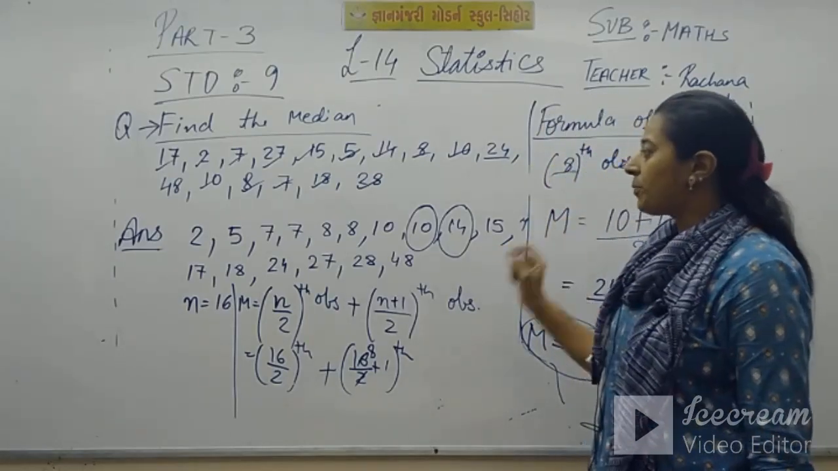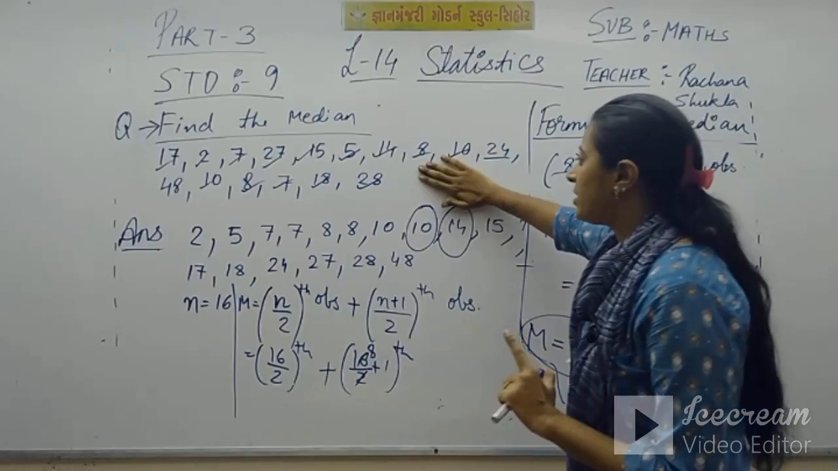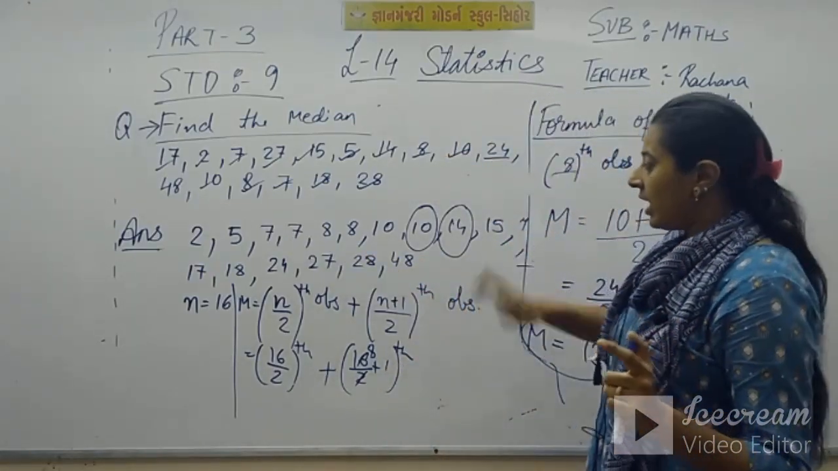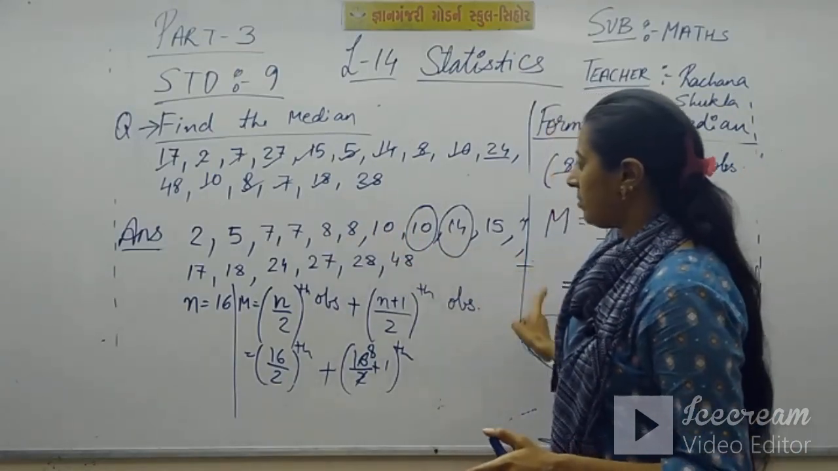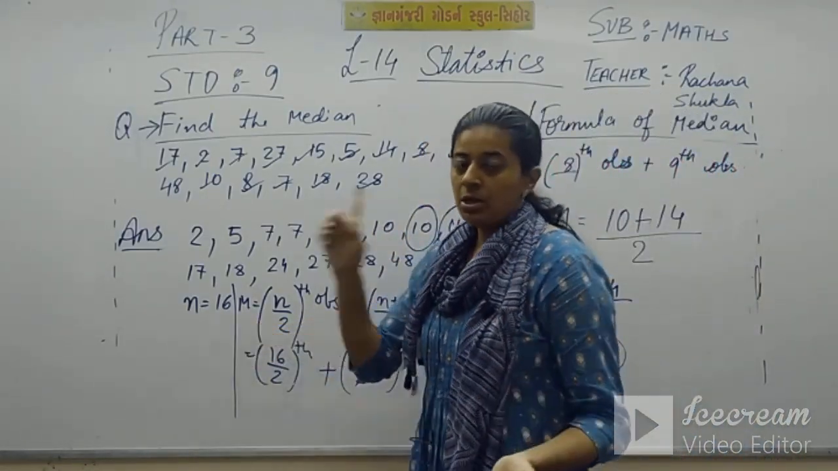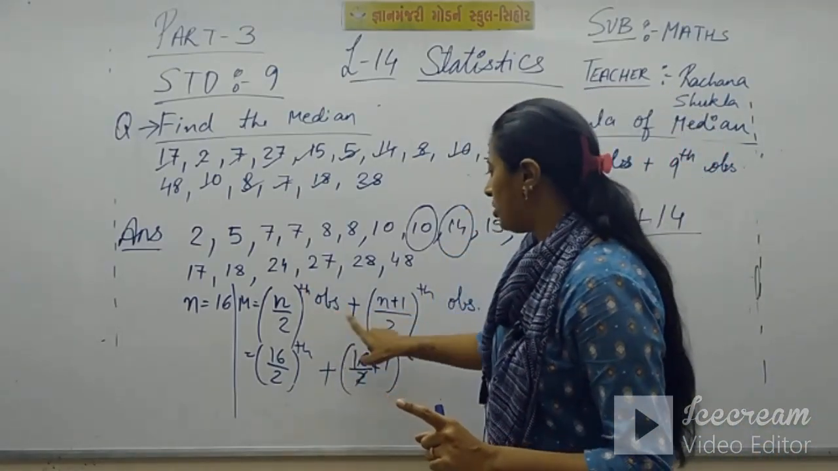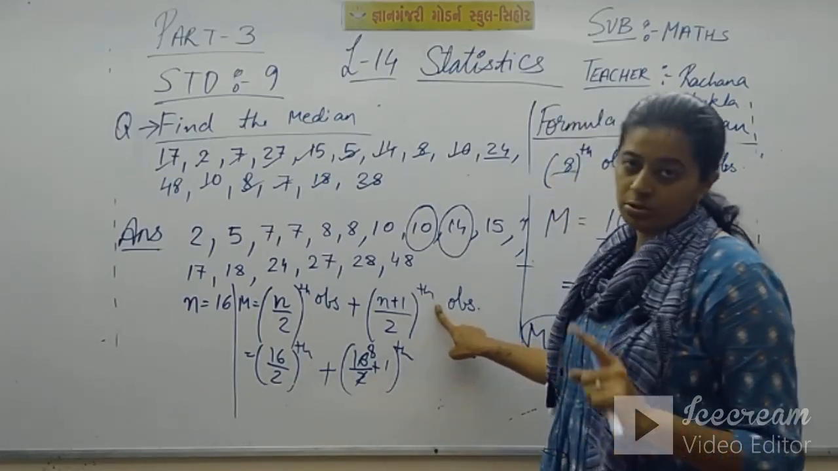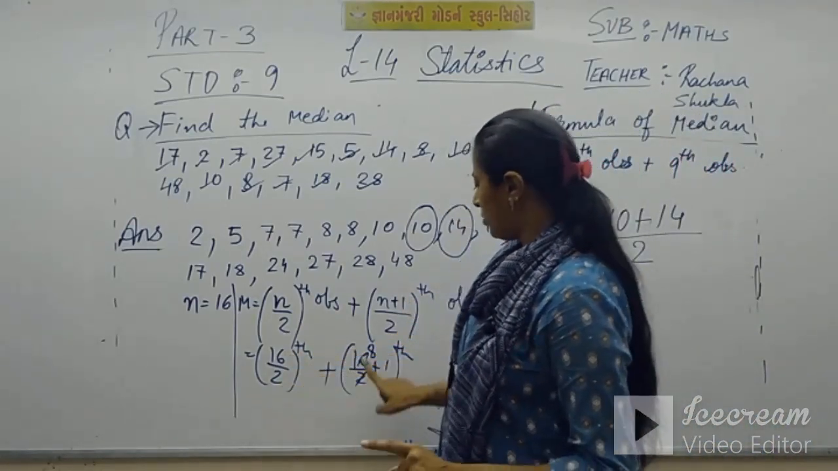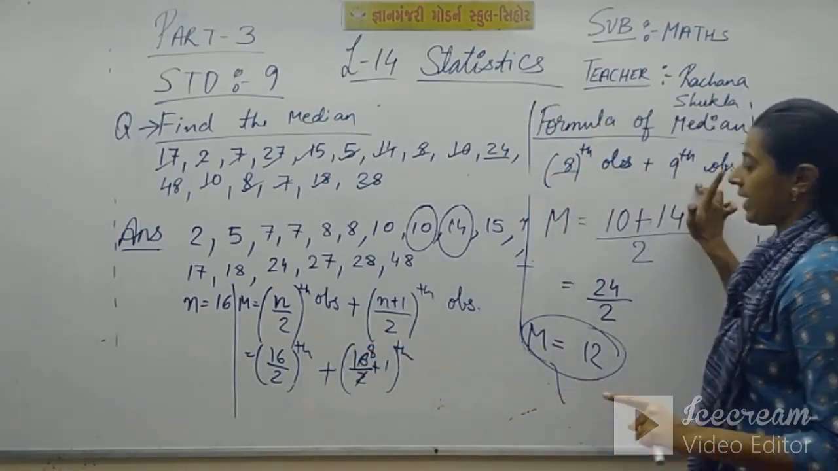I repeat once again, students, this is a little bit tricky sum, so understand properly. The data was given. First you arrange the data in ascending order. Clear? After that you count the numbers. What was that? 16. That is an even number. So the even number formula is the (n upon 2)th plus the (n plus 1 upon 2)th observation. We put 16 here. 16 upon 2 and 16 upon 2 plus 1, so we got 8 and 9.